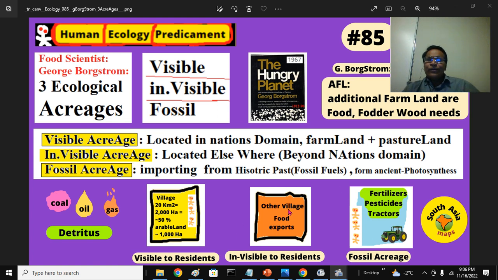Suppose that village no longer sends them these products, they don't conduct any trade, for whatever reason, or they are blockaded. That means this village would have to raise additional farmland to produce that food, fodder, and wood products. That's called invisible acreage. Imagine they don't have any additional farmland and cannot do that. Then their nutritional status suffers; they undergo famine, starvation, even deaths. So that is visible acreage, and this is invisible acreage.